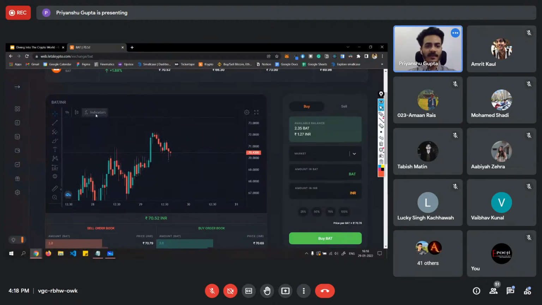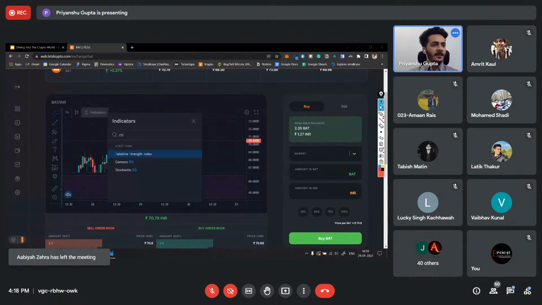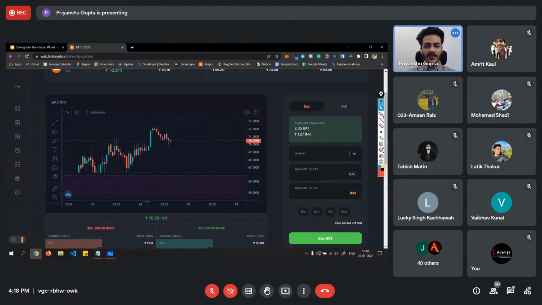So let's say I use an indicator here called RSI. Its full form is relative strength index. It's a momentum oscillator that measures the speed and changes of price movements. And the RSI value ranges between 0 and 100. So if I choose this RSI index here, you can see one new graph here, right? Currently it's near 60.